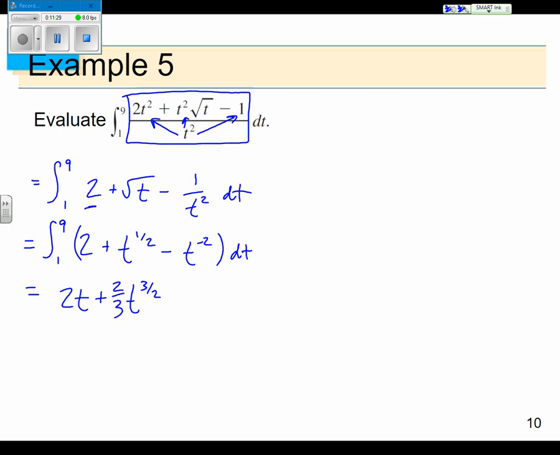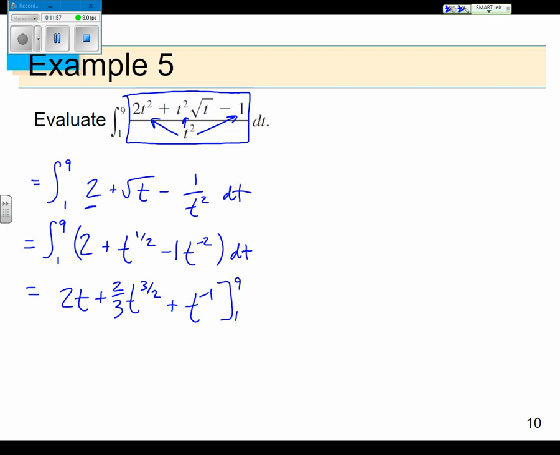Let's raise the exponent by 1. That would be t to the -1st. And then put it over the new exponent. That's going to be a -1 combined with the -1 in front right here. That's just going to change it to a +1. And I'm looking at evaluating that from, what is it? Oh, no, 1 to 9 this time.